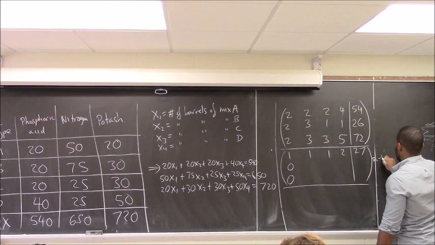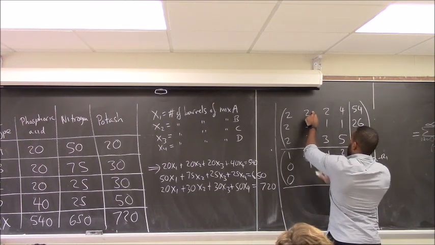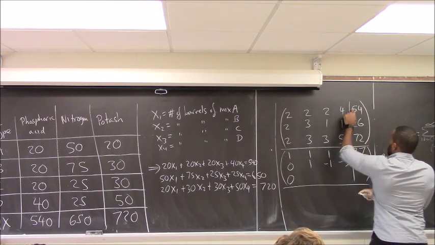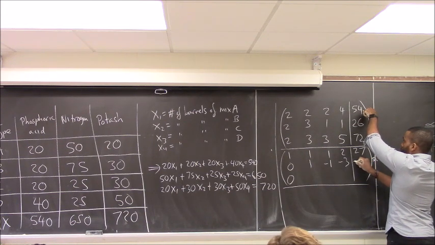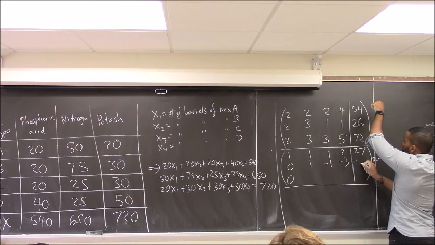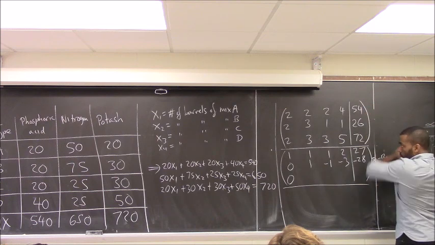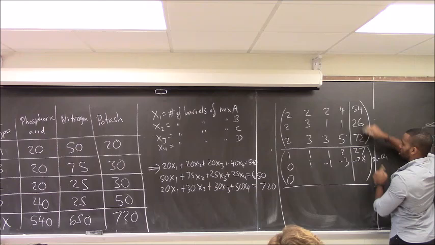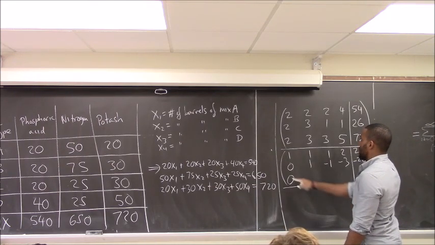Row 2 minus row 1. This minus that, 0. This minus that, 1. This minus that, minus 1. This minus that, minus 3. 26 minus that. What is that? Negative 28. Negative 28. That makes sense. This and this gives me 14 and then that. Okay. Then I would want to get a 0 here.